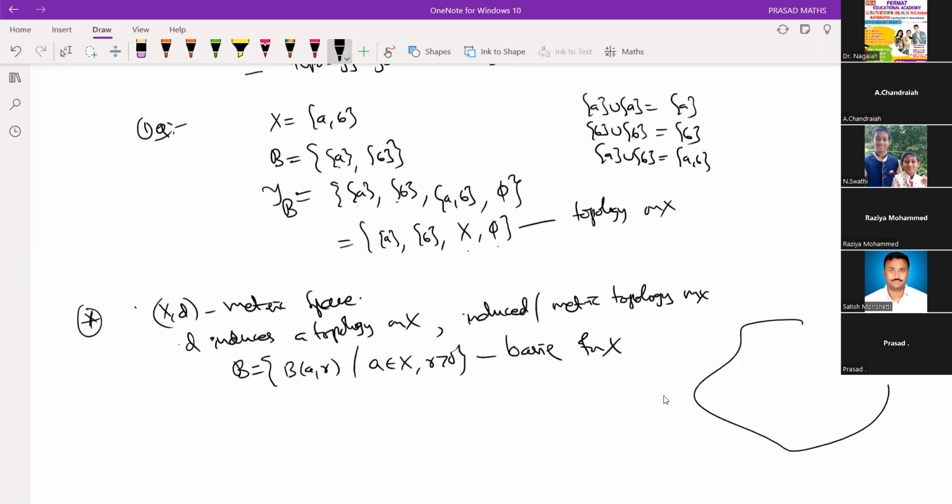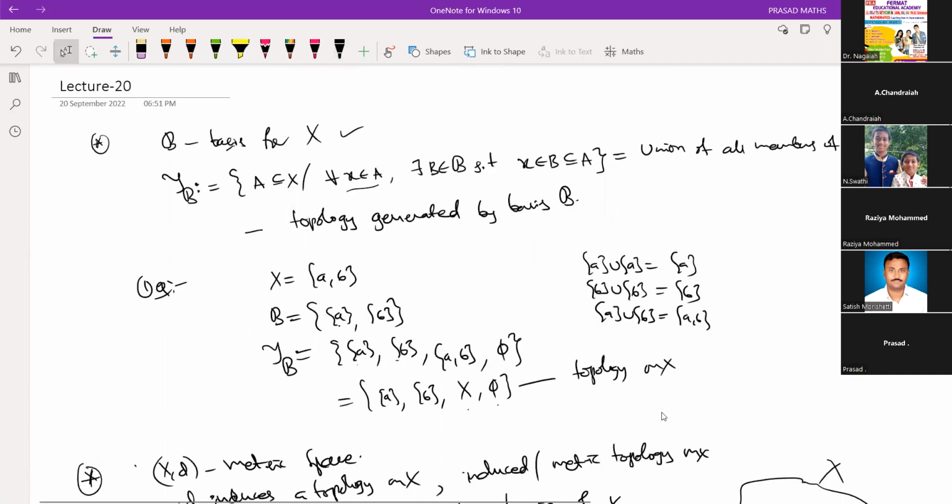Why? Because this is my metric space. Suppose you give me a point, I can find an open ball around it. You give me y, I can find an open ball around it. So the first condition is satisfied. What is the second condition? You give me two open balls which intersect, and I can find another open ball contained in the intersection. So it is an open base. The topology generated by this open base is nothing but the metric topology or induced topology. What is the definition of this?